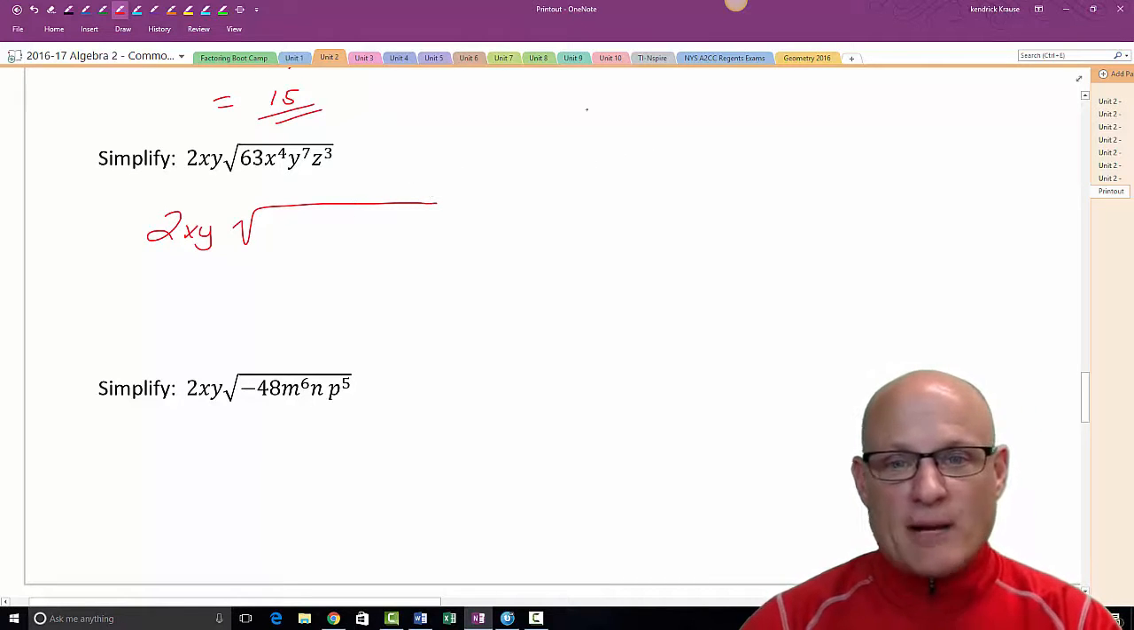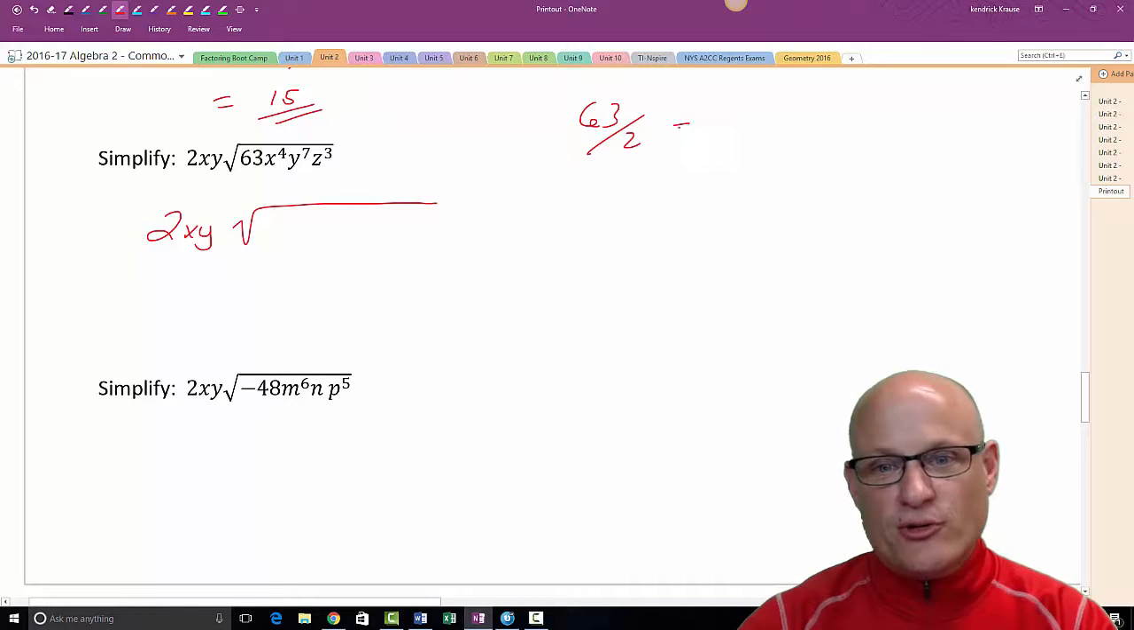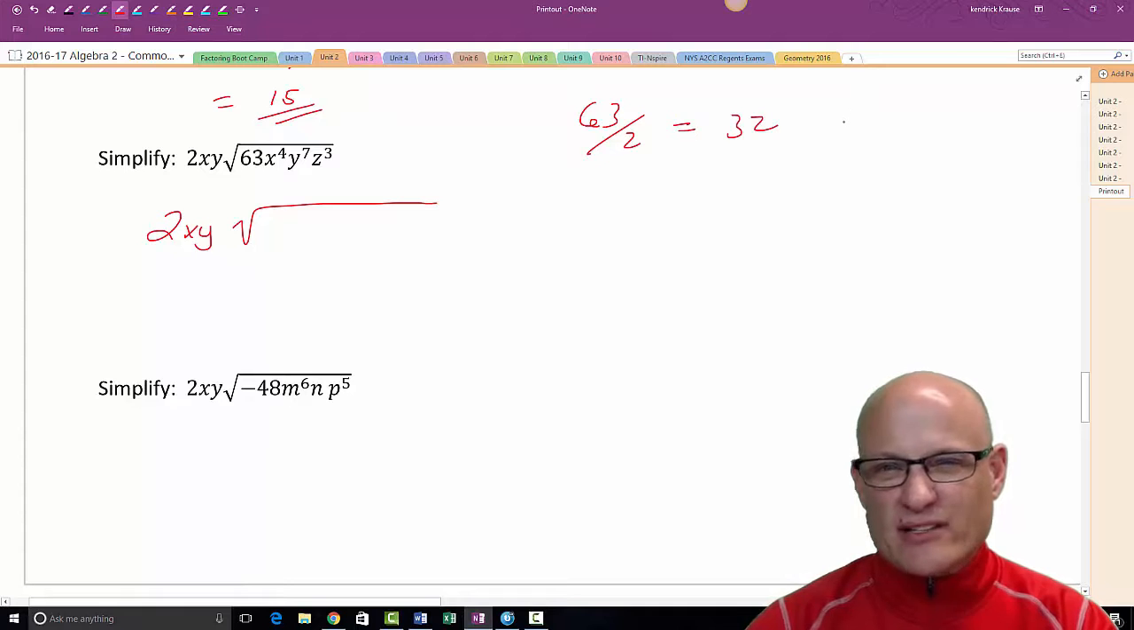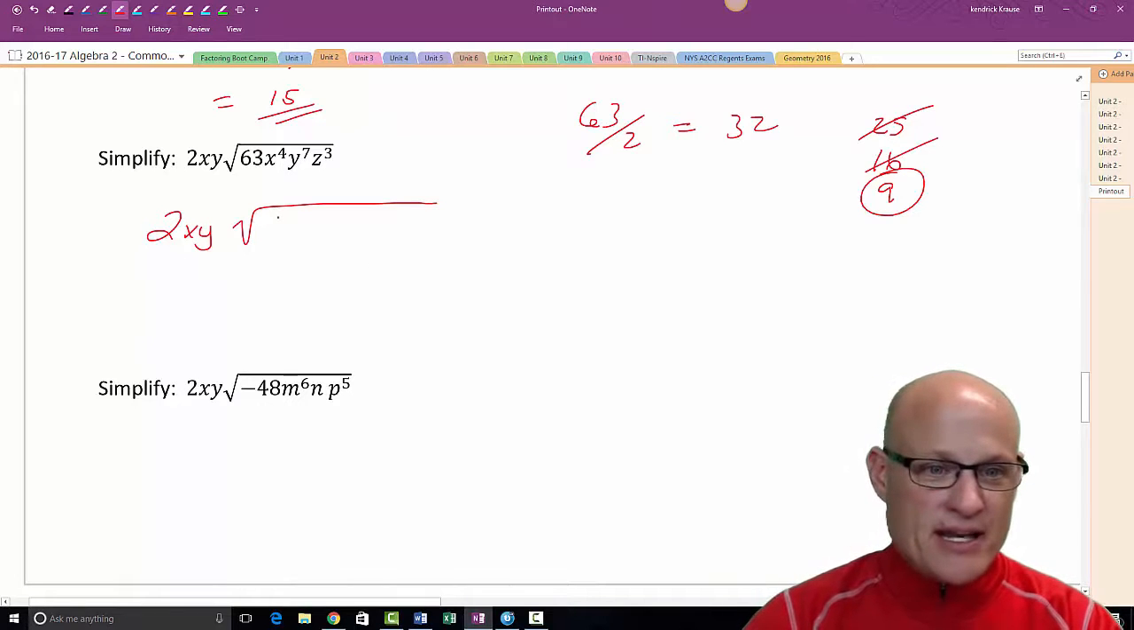All right. Largest perfect square. I'm going to take 63 divided by 2. I get somewhere around 32. Who cares? Now I need a perfect square that's less than 32 that divides evenly into 63. So let's see. Less than 32 would be 25. Nope, that's not going into 63. 16, it's even. 63 is odd. It ain't going into it. 9. Oh, 9 goes in.